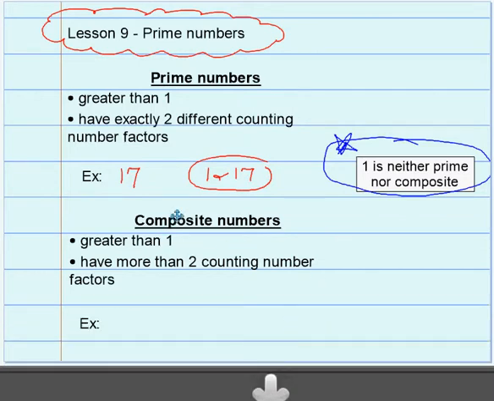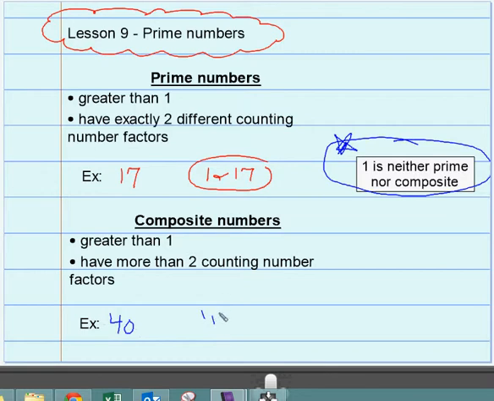So what are composite numbers? Well, those would be all the other numbers. They're greater than 1 and they have more than 2 counting number factors. So if we use the number 40, we'd be talking 1 and 40, 2 and 20, 4 and 10, 5 and 8. Okay, so this clearly has more than 2 counting number factors.